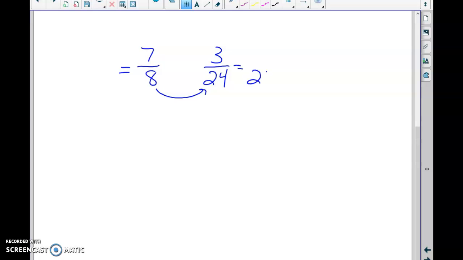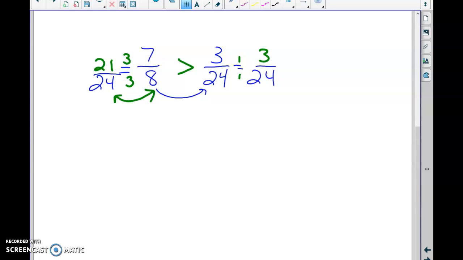But here we're going to change this to 24s, like this. Watch how I do this. So 8 times what is 24, guys? 3. And so I'm going to multiply the top by 3. 7 times 3? 21. So another name for 7/8 is 21/24. Over here, look at how easy this becomes. 24 times 1 is 24. 3 times 1 is 3. You really just could have slid that over. So look at this. I'm comparing 21/24 and 3/24. It's definitely going to be greater than.